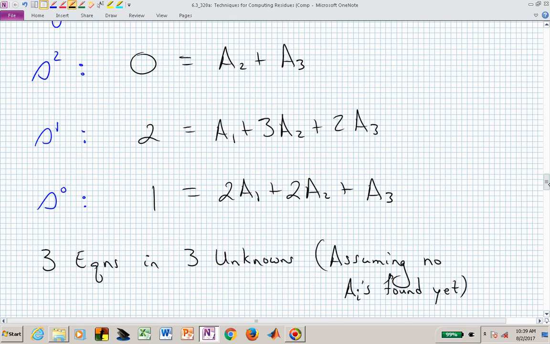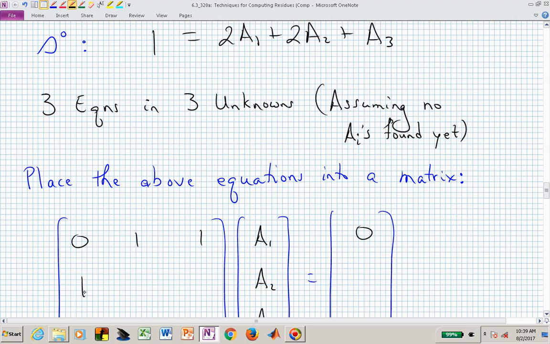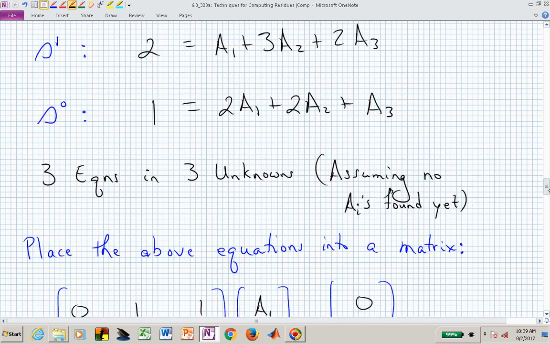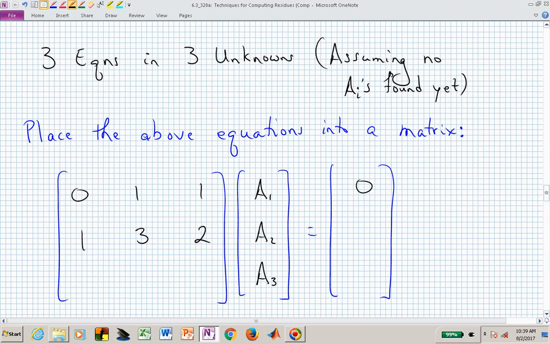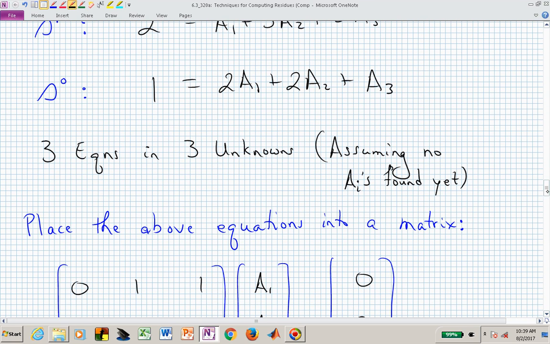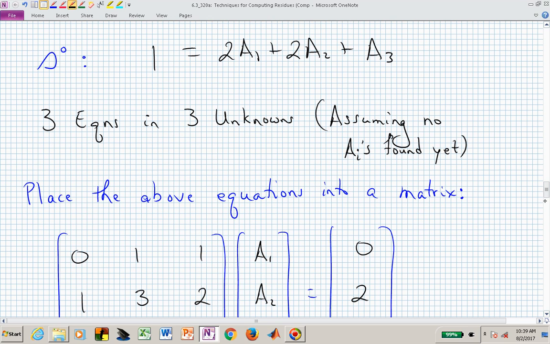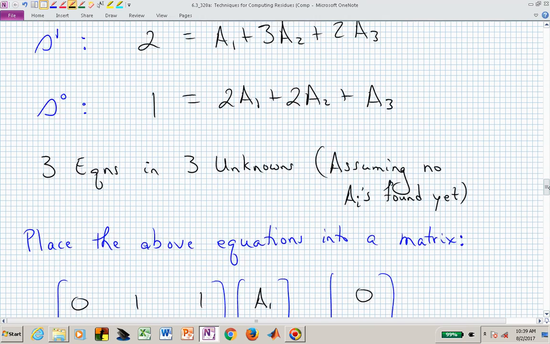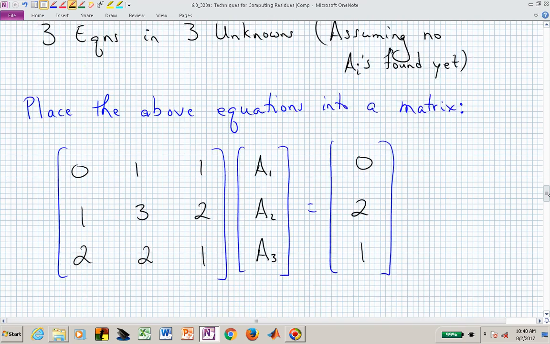We now have the top row in this set of matrix equations. The second equation says we have 1a1, we have 3a sub 2's, and we have 2a sub 3's, and that combination of a's produces a value of 2. Finally, our last equation, which is coming from the constants in the numerator, we have 2a1s, 2a2s, and 1a3, and that combination equaling 1.